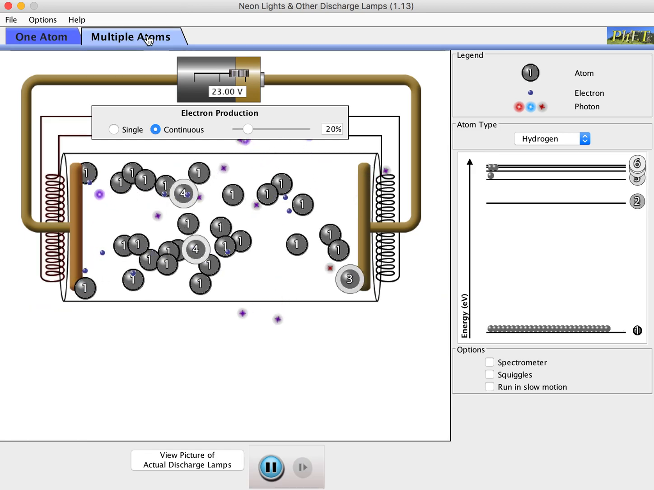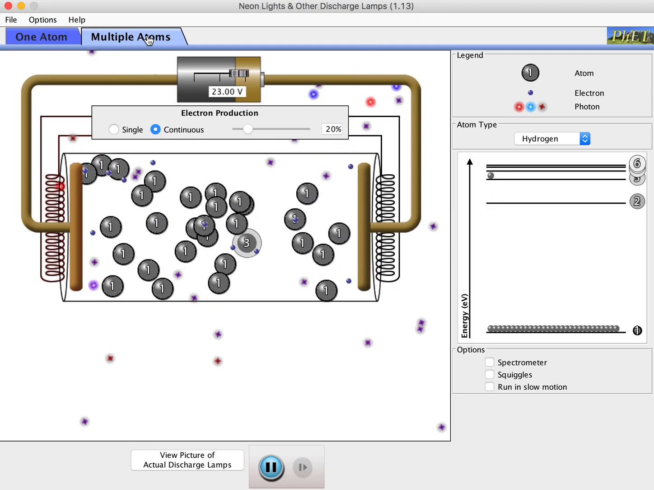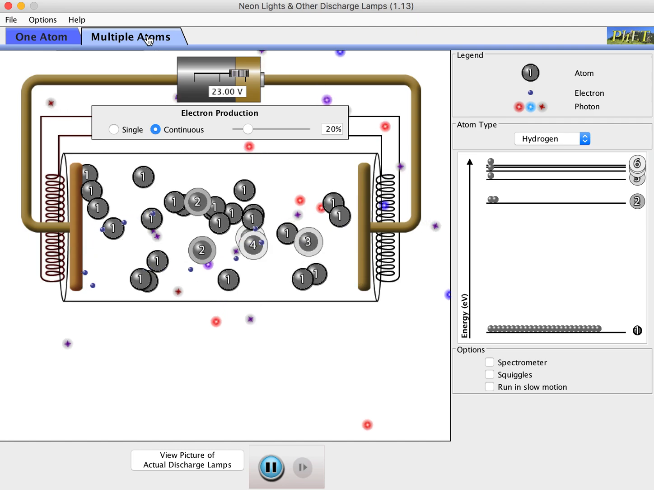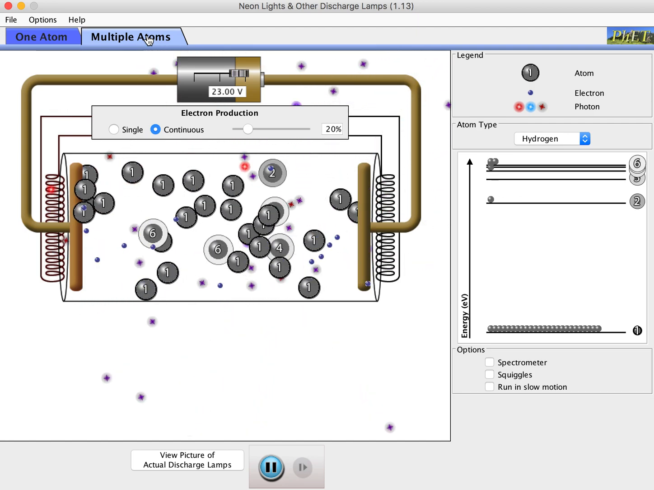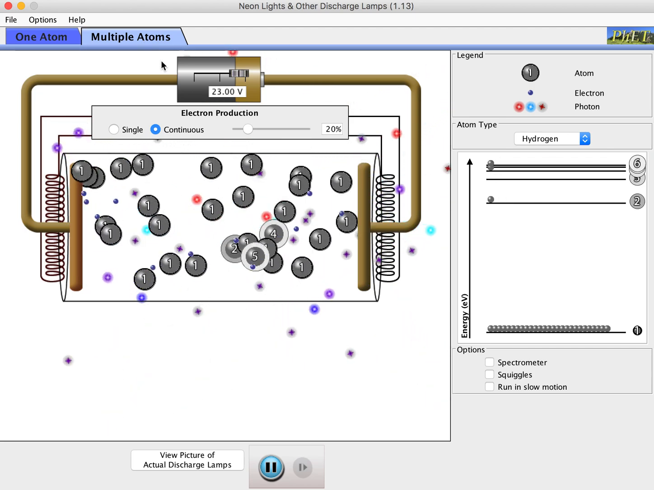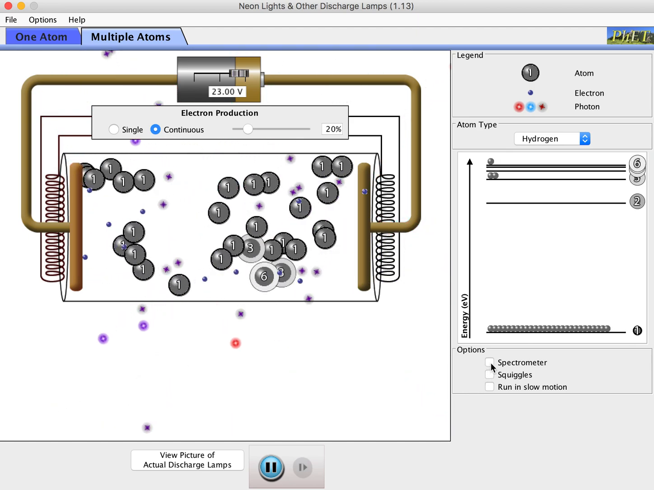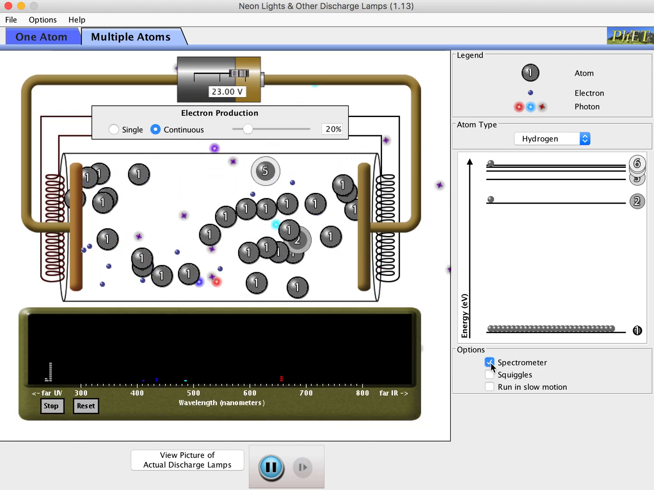You can see this with multiple atoms, which is a more realistic simulation of what's happening within a discharge tube. But it is, of course, a little bit busier to look at. This happens to be a simulation of a hydrogen lamp with 6 energy states and lots of stuff going on there in terms of the production. What I will point out here, though, is this is kind of what you see if you look at actual hydrogen spectrum. So here's the spectrometer.